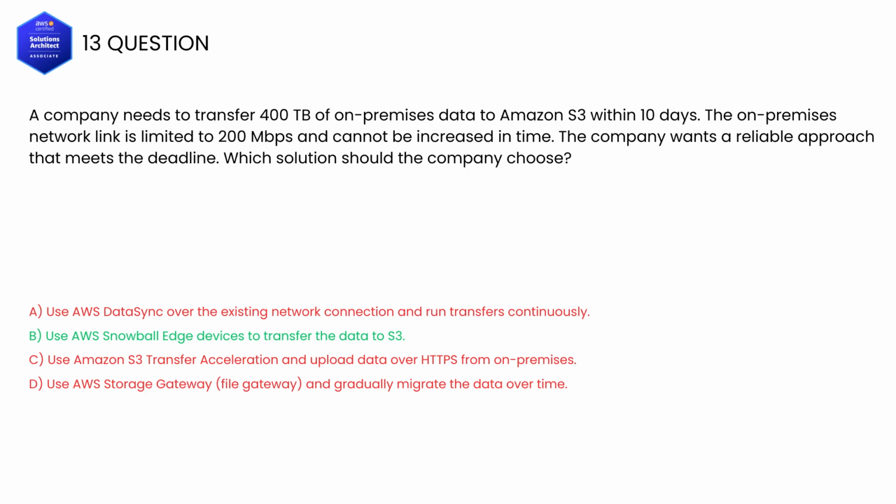The C option is incorrect because Transfer Acceleration can improve performance over the internet, but it still depends on the customer's available outbound bandwidth. With a hard 200 Mbps cap, it cannot meet the 10 days target for 400 terabytes.